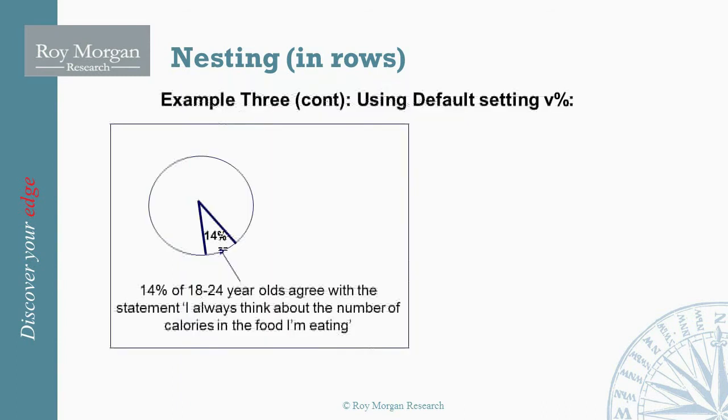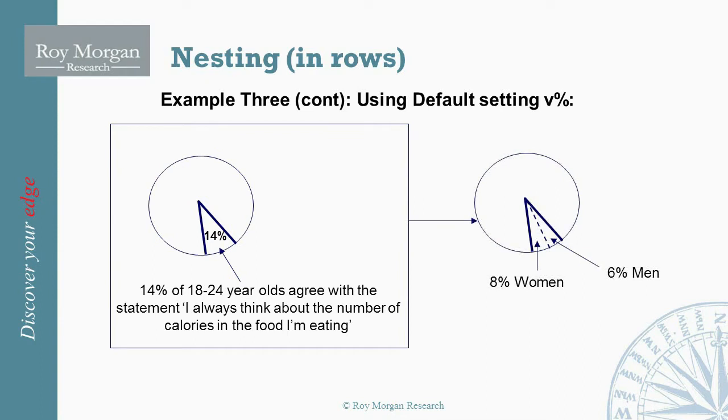Just to clarify, example 3, here we have all the 18 to 24-year-olds, and 14% of them agree with the statement, I always think about the number of calories in the food I'm eating. From this 14%, we can say 8% are women and 6% are men.